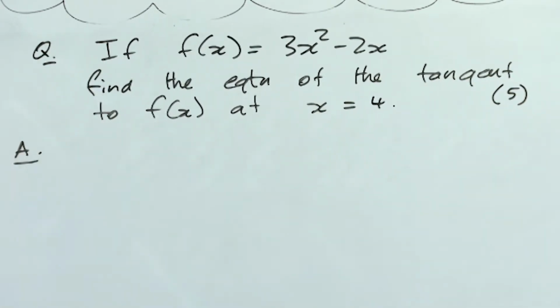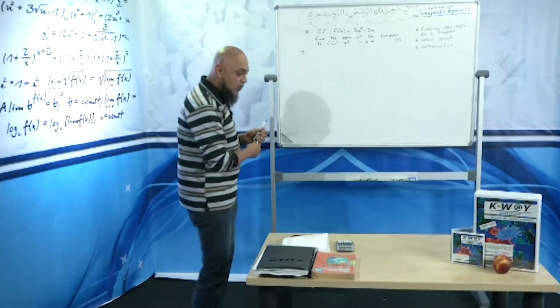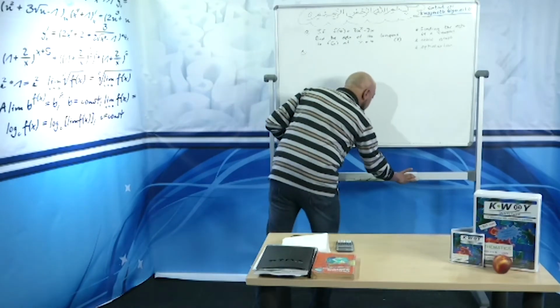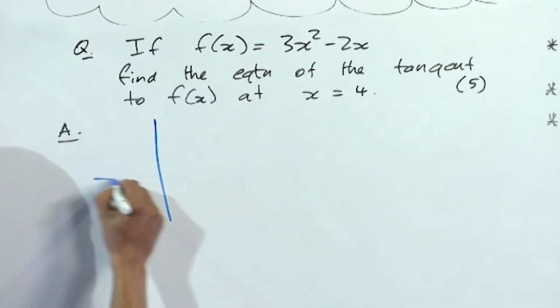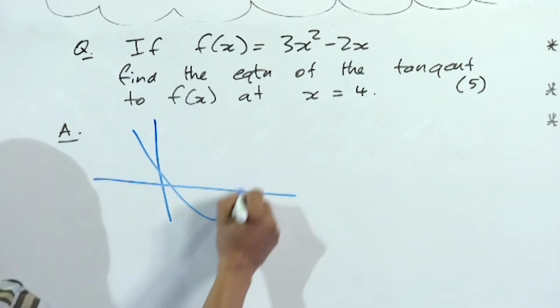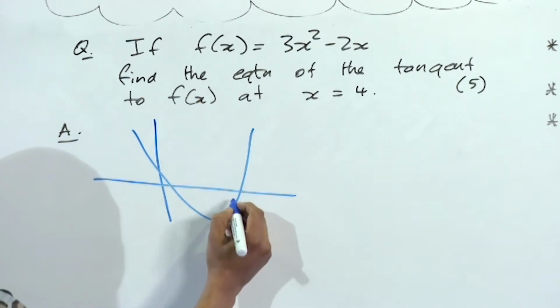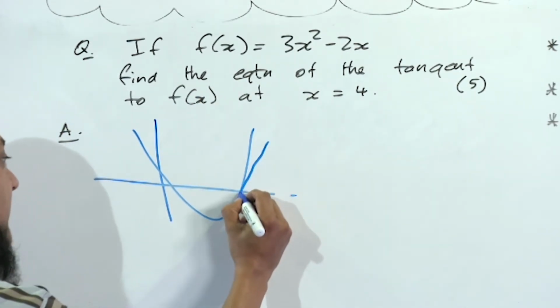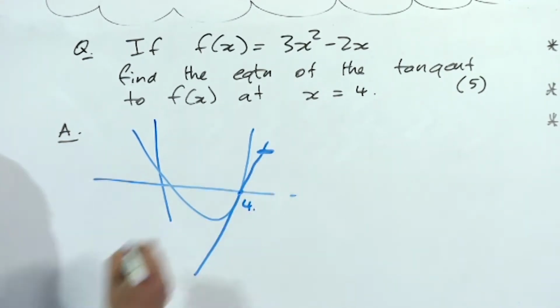Answer. Now, what we need to do here, boys and girls, is understand what is happening. We have a parabola, right? 3x squared minus 2x is a parabola. Just to give you a rough indication, there's a parabola that looks like that. That's just a very rough sketch. At the point x equal 4, there is a tangent passing that. They want the equation of this tangent.